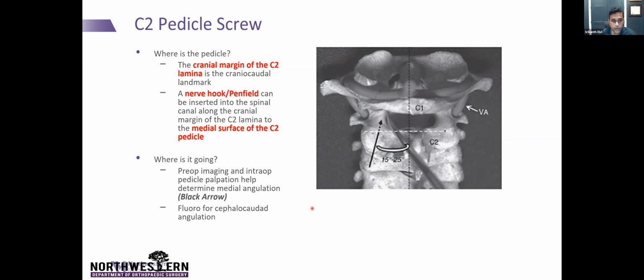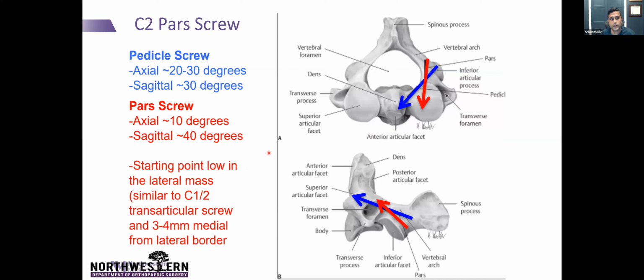Again, you can use preoperative imaging to help, and fluoro for guiding your angulation. So again, as we talked about, the pedicle C2 screw is about 25 to 30 degrees in the axial plane from medial to lateral, and then the sagittal is usually guided by fluoro, but somewhere around 30 degrees. Now the other one we talked about is the pars screw.